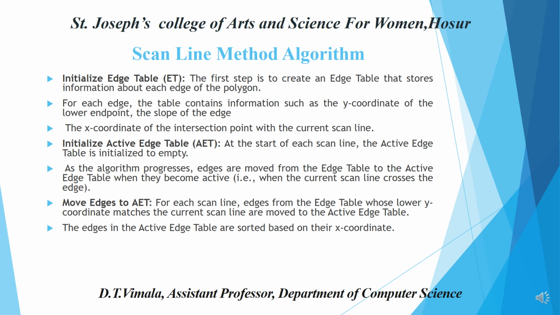Next, initialize the active edge table, AET. At the start of each scan line, the active edge table is initialized to empty. As the algorithm progresses, edges are moved from the edge table to the active edge table when they become active. That is, when the current scan line crosses the edges.